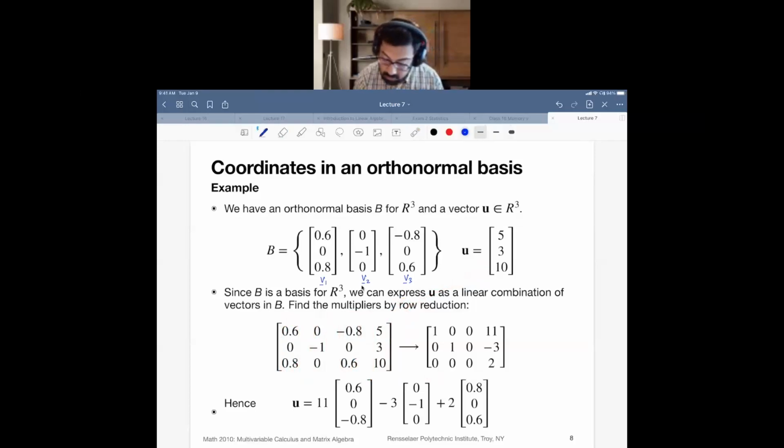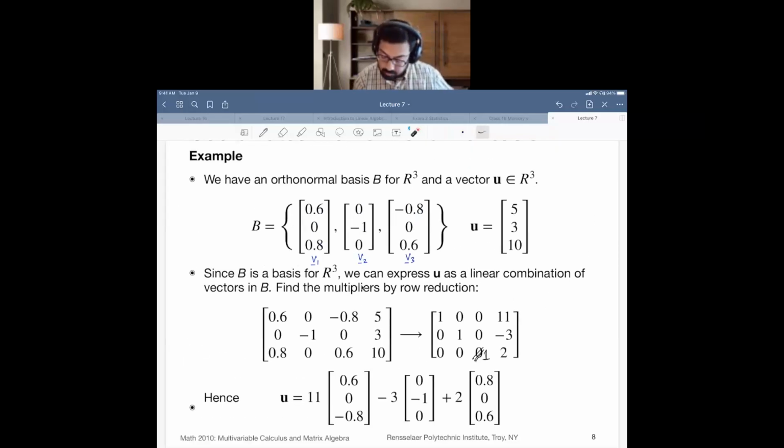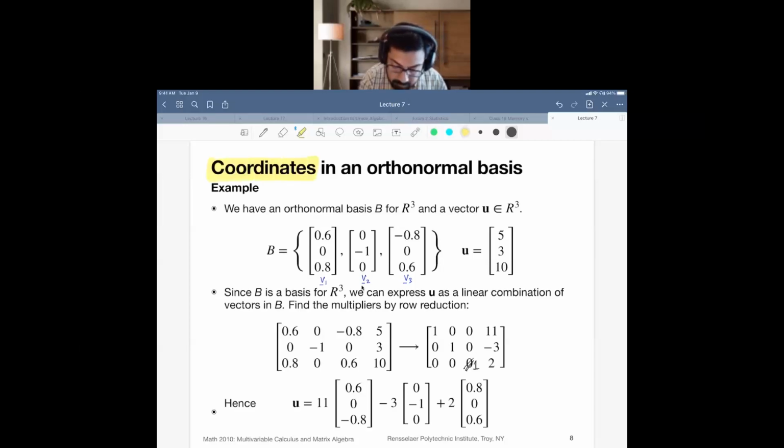Oh my gosh, another typo here. This was supposed to be a 1. So row reductions will give you your row reduced echelon form. From this, x3 is 2, x2 is negative 3, and x1 is 11. So you need 11 times v1 minus 3 times v2 plus 2 times v3 to get to that particular u in R cubed. So 11, negative 3, and 2 will be your coordinates. Let me just highlight those coordinates: 11, negative 3, and 2. Those are the amounts of each vector I need to get to u.